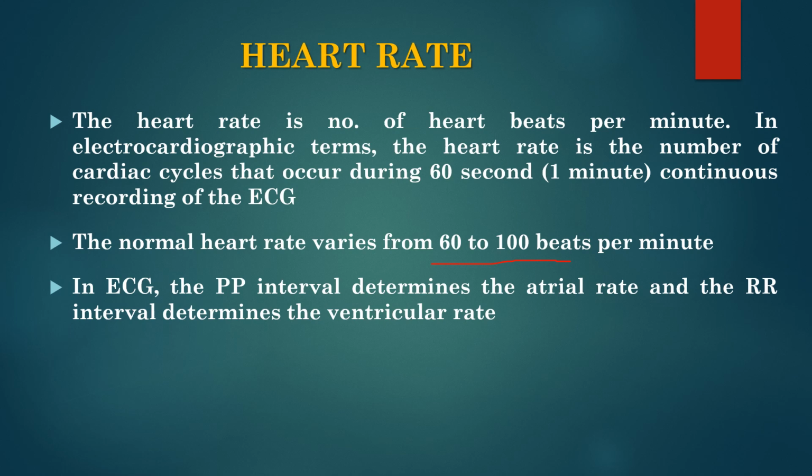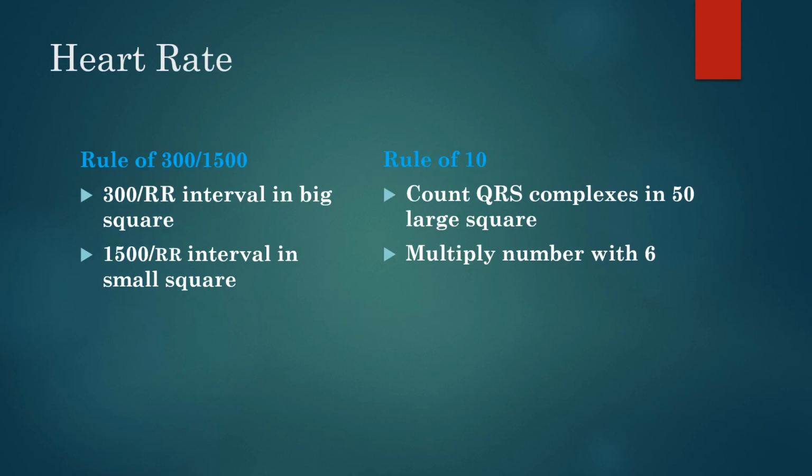Usually we can determine two types of heart rate, atrial rate and ventricular rate. We usually discuss the ventricular rate. The PP interval will determine the atrial rate, but the RR interval will give an idea about the ventricular rate. Basically, there are two types of rules.